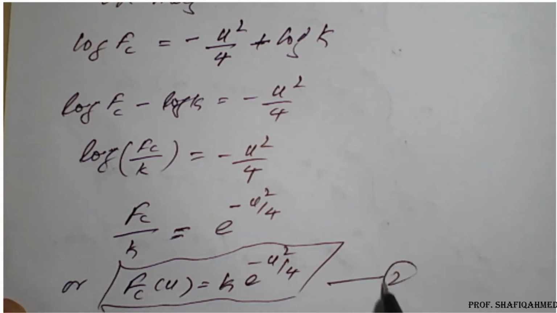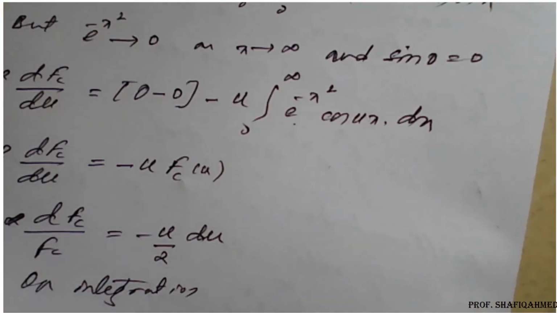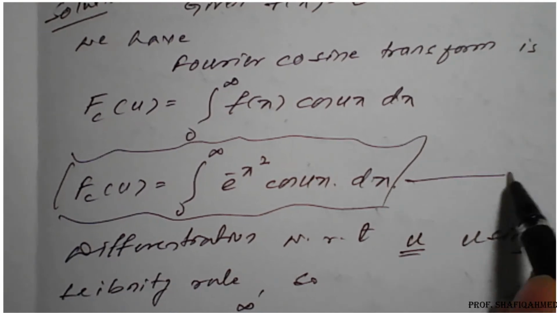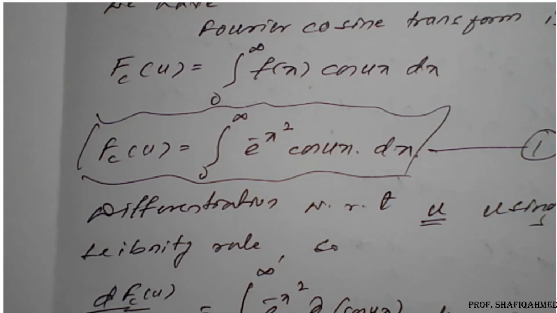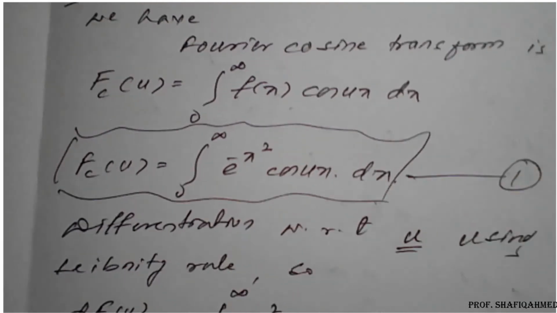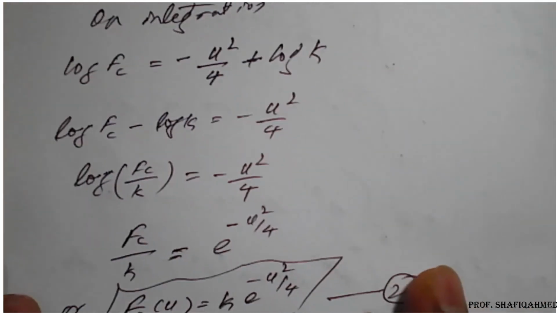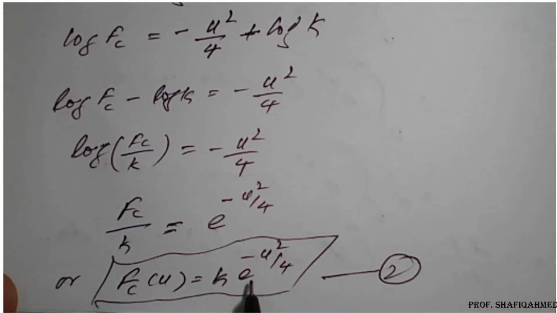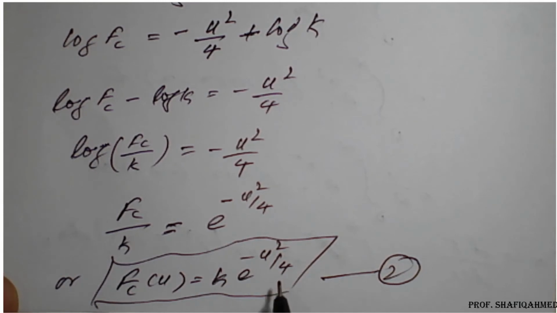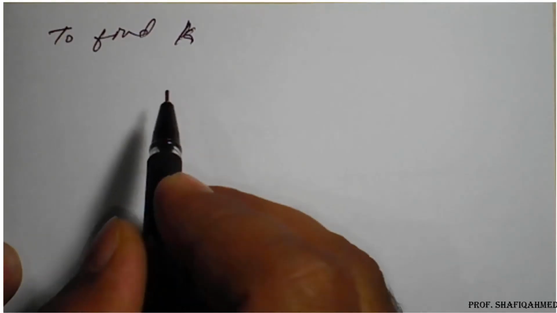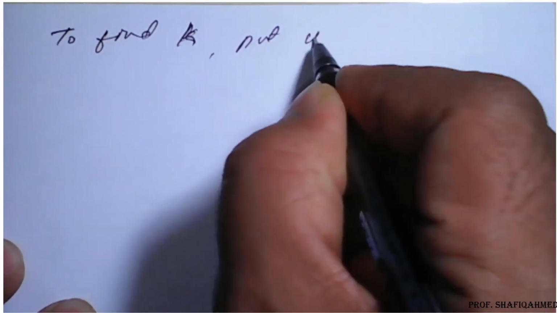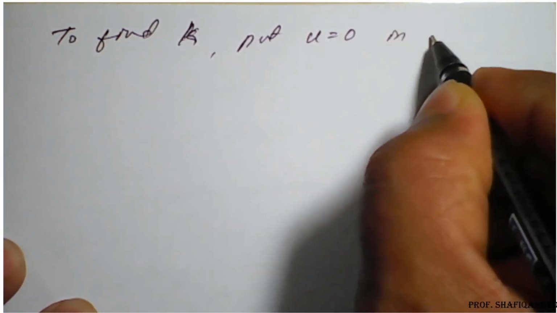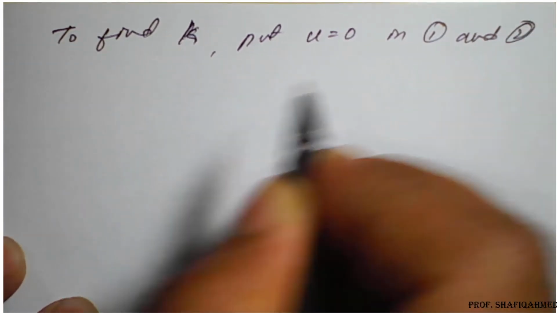So we'll give this as equation number 2, and the given integral in the beginning part that we have, this will be equation number 1. So to get the value of the constant k, we need to simplify now. So this is our equation number 1, and equation number 2 that we got right now is f_c(u) is equal to k times e raised to minus u square upon 4. So now to find k, put u is equal to 0 in equation 1 and in equation number 2.